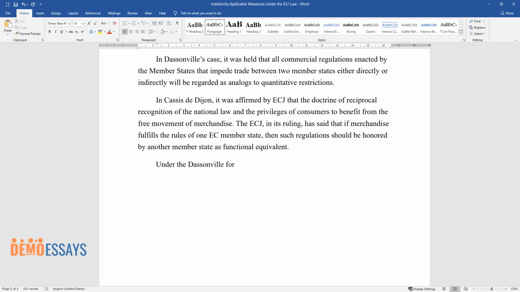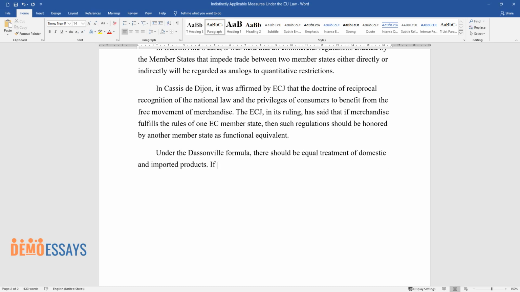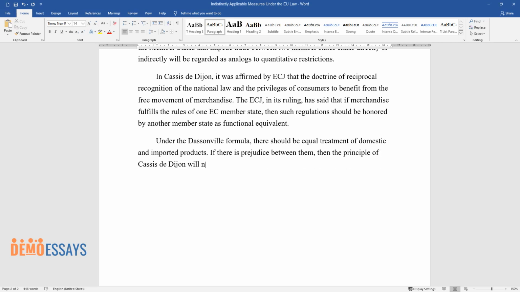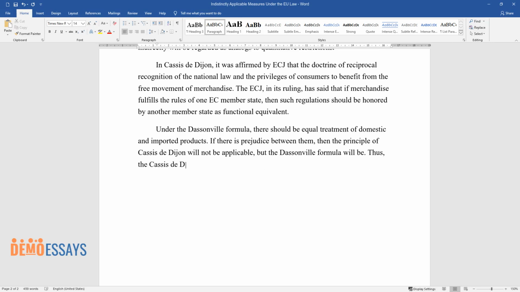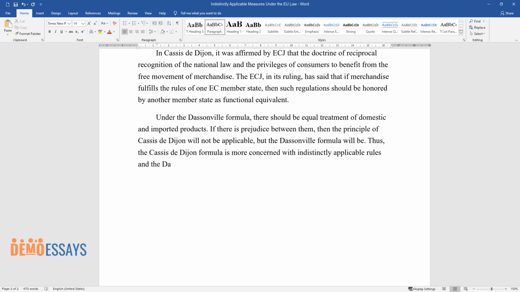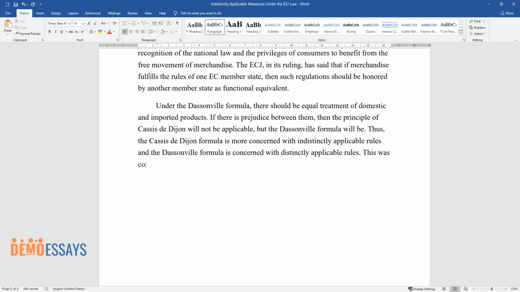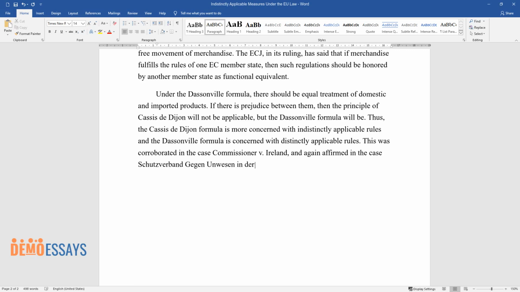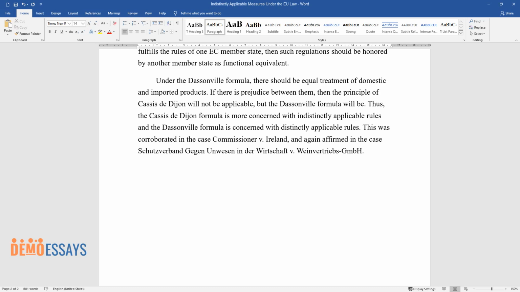Under the Dassenville formula, there should be equal treatment of domestic and imported products. If there is prejudice between them, then the principle of Cassis de Dijon will not be applicable, but the Dassenville formula will be. Thus, the Cassis de Dijon formula is more concerned with indistinctly applicable rules and the Dassenville formula is concerned with distinctly applicable rules. This was corroborated in the case Commissioner versus Ireland, and again affirmed in the case Schutzverband gegen Unwesen in der Wirtschaft versus Weinvertriebs Limited Liability Company.